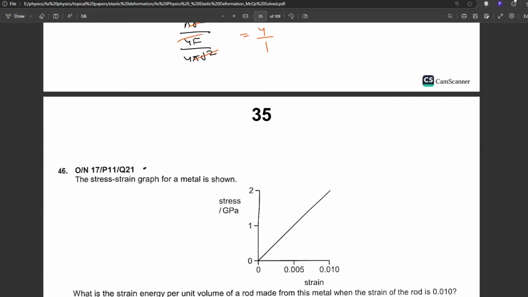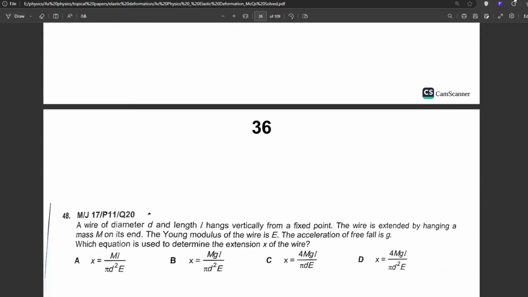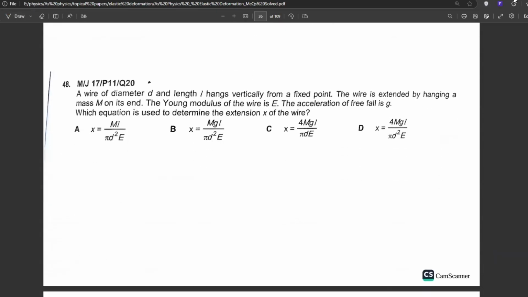Let's further move ahead. Okay, let's see this. A wire of diameter D and length L hangs vertically from a fixed point. The wire is extended by a hanging mass M on its end. The Young modulus is E. The cross sectional area is A. Which equation is used to determine the extension? Extension is equal to what?